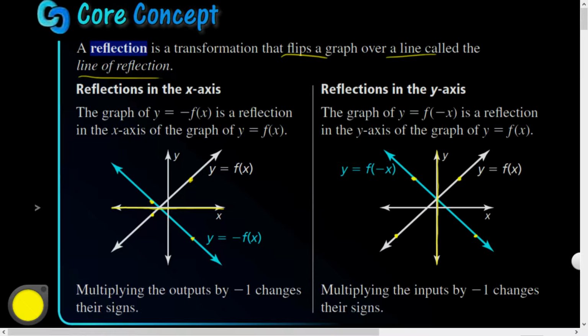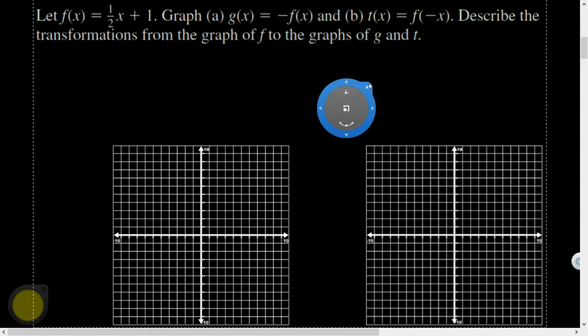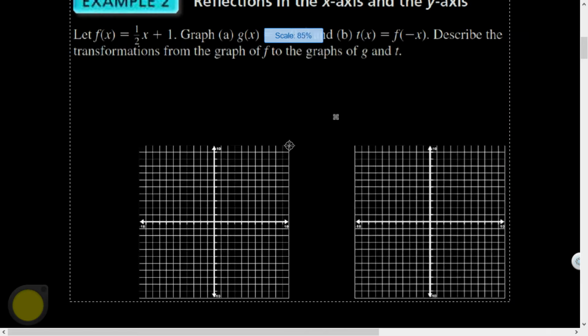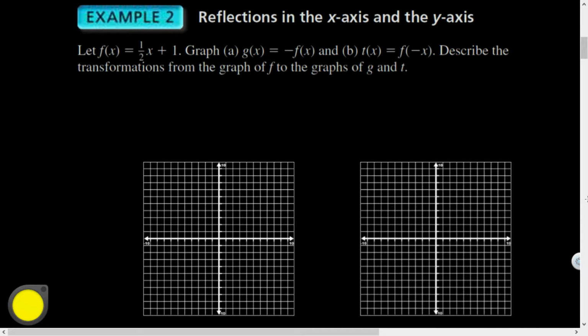So let's do example 2. Whoop-de-doo. Here we go. I think I gave myself 2 graphs for this. I guess I could have done it in 1. Nah, I'll do this one in 2, and then some of the later ones I'll do in 1. So let's see. Reflections in the x-axis and the y-axis.